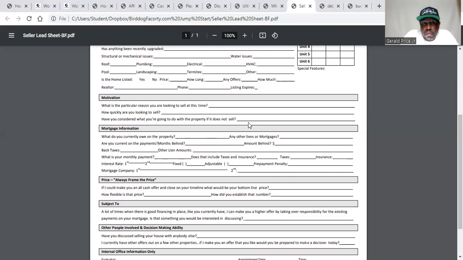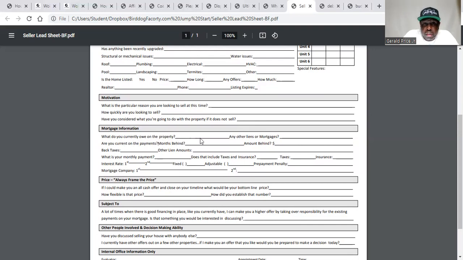Mr. Seller, have you considered what you're going to do with the property if it doesn't sell? That's a question for when you're haggling on price, they don't want to sell any cheaper, and you can't really pay them much more. We're at the impasse. Mr. Seller, have you considered what you're going to do if you don't sell? Out of curiosity.